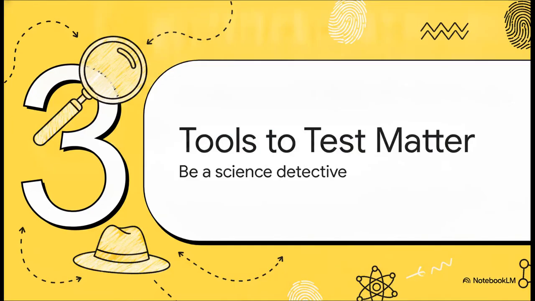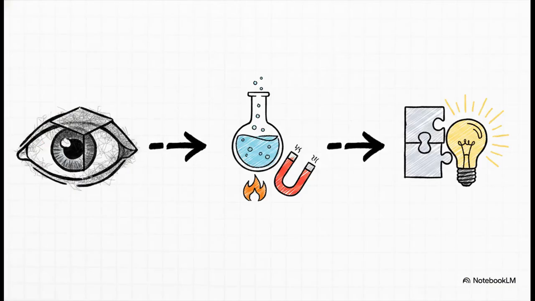Section 3, tools to test matter. Time to be a science detective. Yep, it's time to put on those detective hats. We can actually find nature's invisible fingerprints using a super clear 3-step method: observe, test, and combine. First, you just observe the physical properties. That's the stuff you can easily see or feel, right?